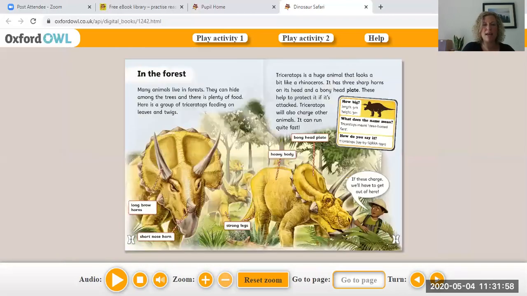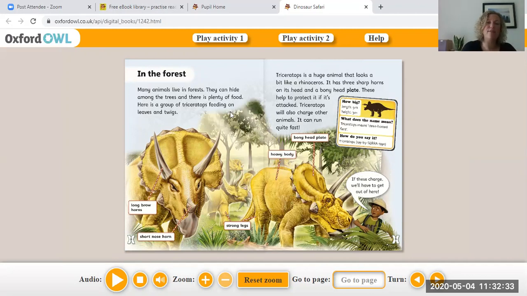Let's go to the next page. In the forest. Now do pause if you want to read this ahead of me. Many animals live in forests. They can hide among the trees and there is plenty of food. Here is a group of Triceratops feeding on leaves and twigs. So he's got long brow horns, very tall and pointy, and then a short nose horn. Strong legs, heavy body, bony head plate there. I bet that's extremely strong. If these charge, we'll have to get out of here.